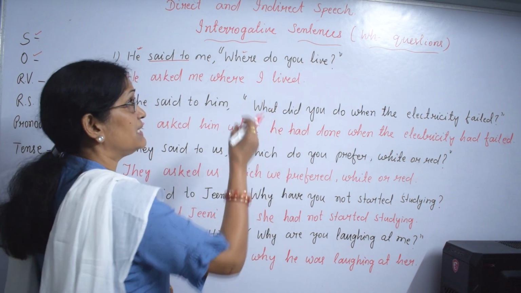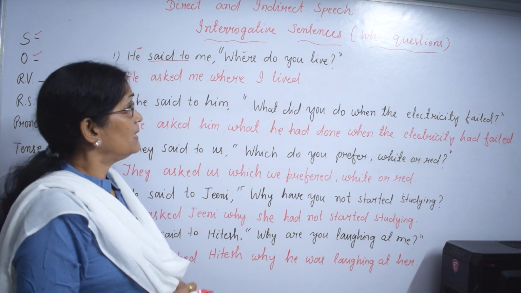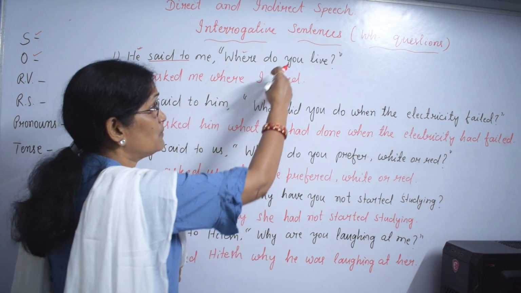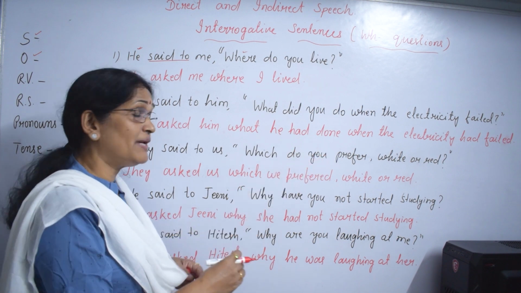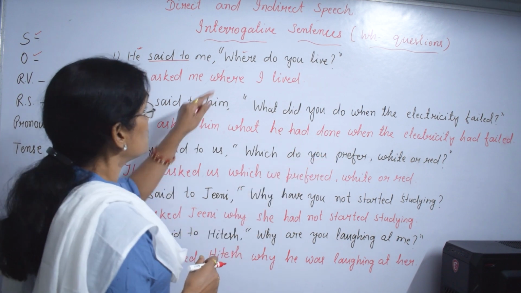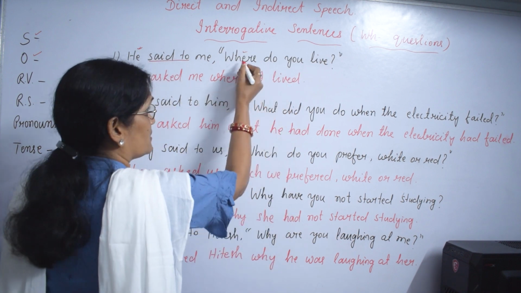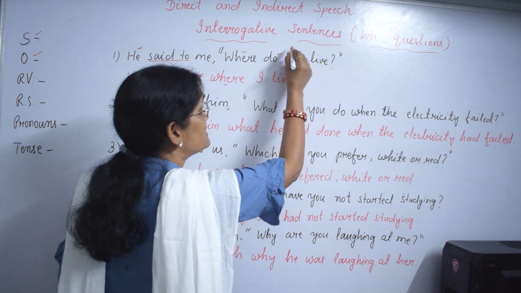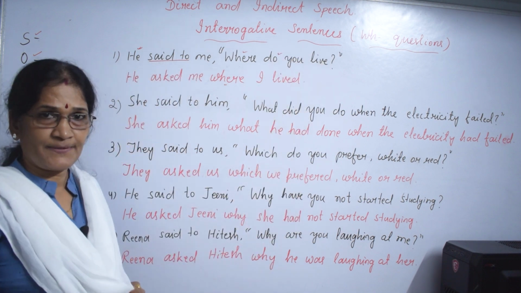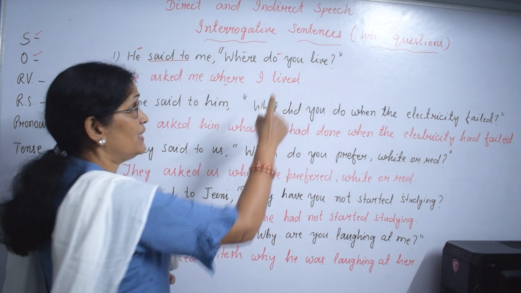"Where do you live?" This is one interrogative sentence. While you are changing from direct to indirect speech, we have to change the sentence into assertive, declarative. So it will be very easy for you. So where do you live? You bring the conjunction where, that WH word. Then do you live? Do here means it is simple present. So what is the sentence? You live.